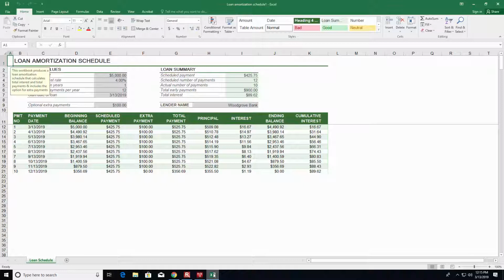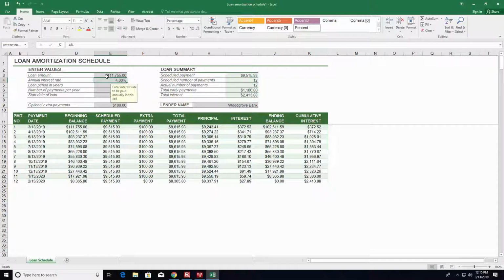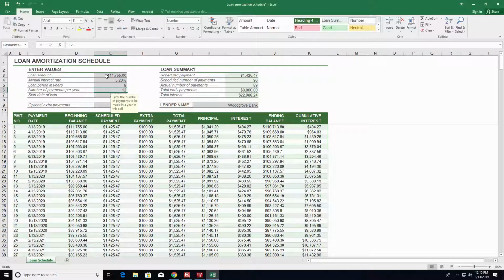Let's throw the data in the top left here and see what happens. Does everybody know where to get this? Excel, and then you go down, and those are all templates. So here's the loan, 111,755, and my annual interest rate was 5.2, and my loan in years is 8. And unless I tell you differently, you're using 12 payments a year, or monthly payments.